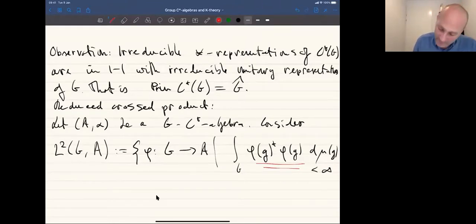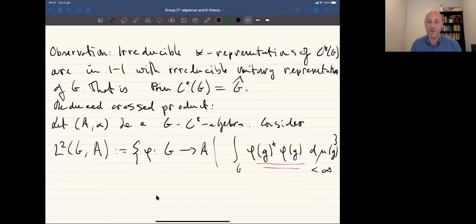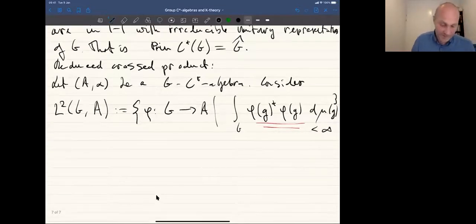And you can check that the functions for which this integral converges in square norm form a subset of this space, because this integral is dominated by the integral where the norm is inside, but this space is bigger. There's more stuff in here. And that's the usual thing you have to take care of when you work with Hilbert modules.